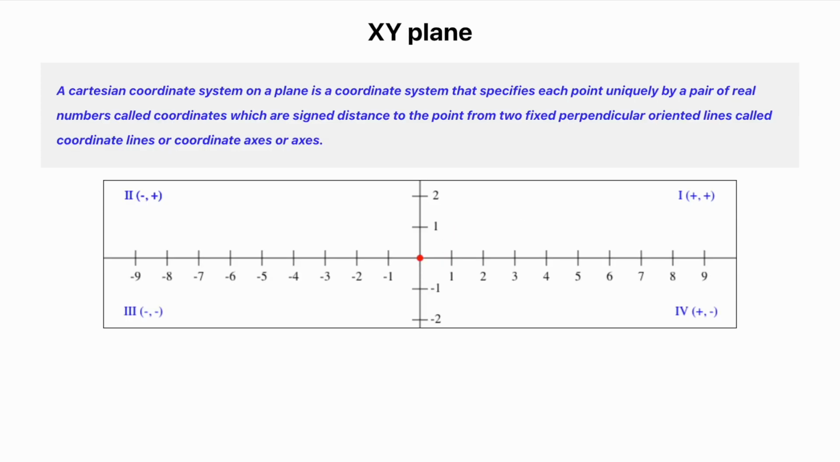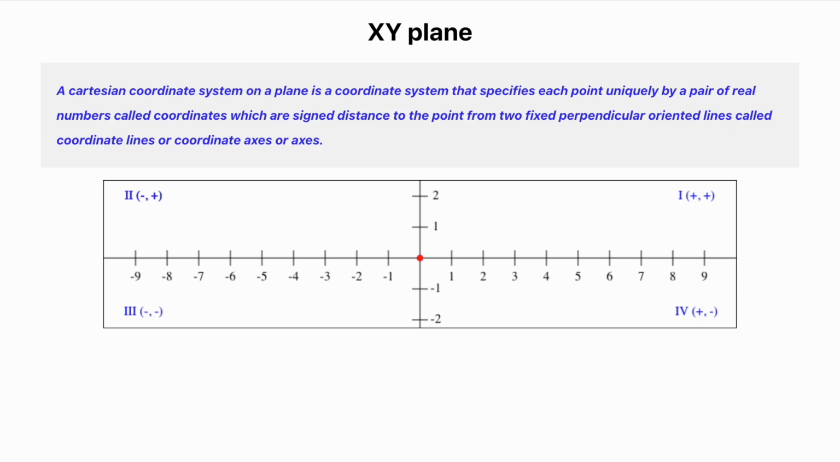In geometry, a Cartesian coordinate system on a plane is a coordinate system that specifies each point uniquely by a pair of real numbers called coordinates, which are assigned distance to the point from two fixed perpendicular oriented lines called coordinate lines or coordinate axes or axes. The point where the axes meet is called the origin and has 0, 0 as coordinates. Here, the red dot at the center is the origin.